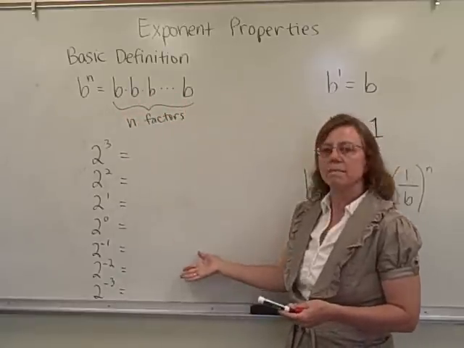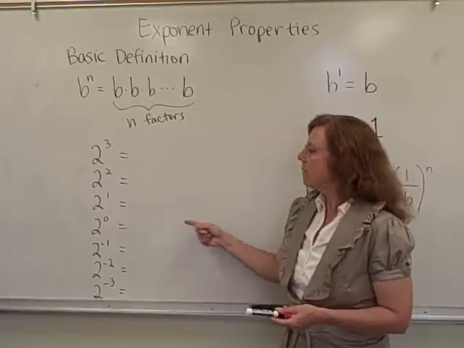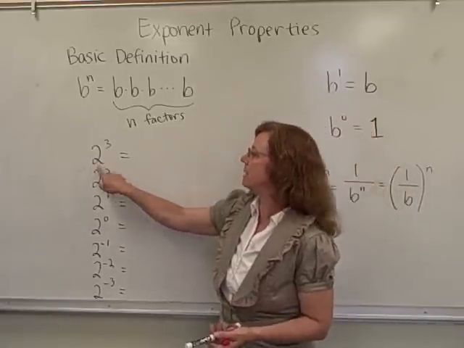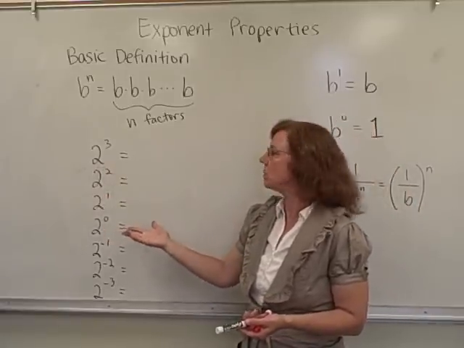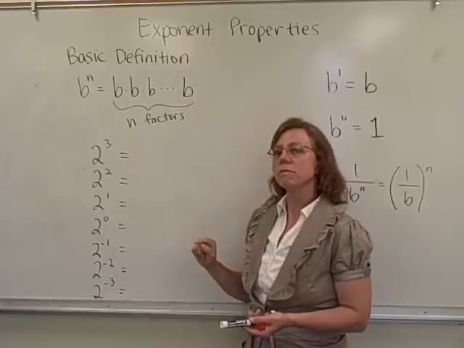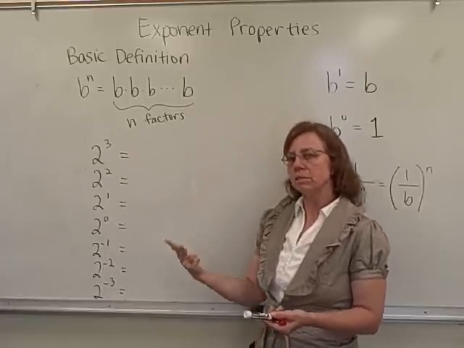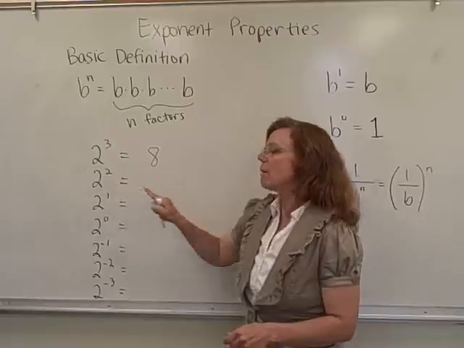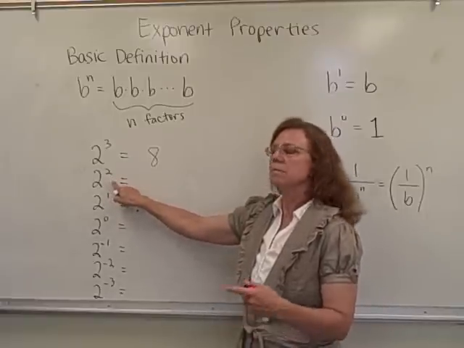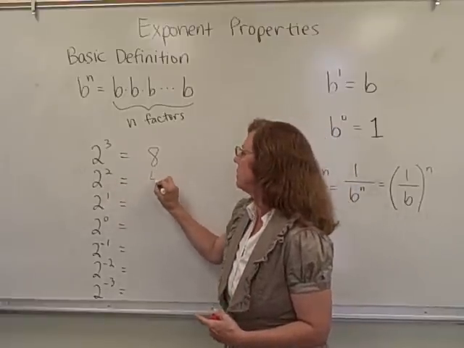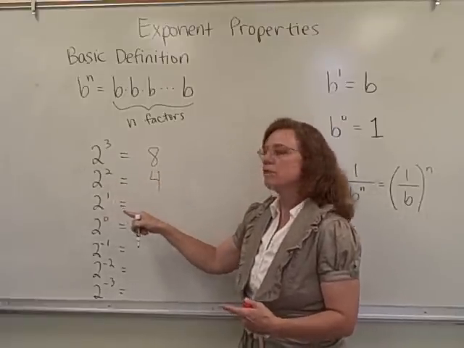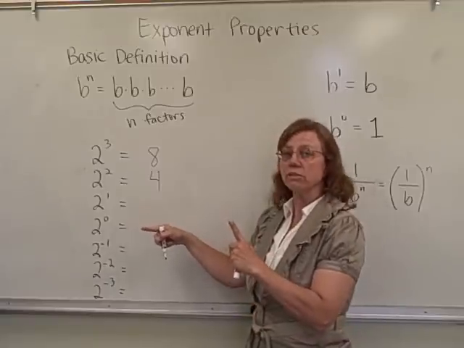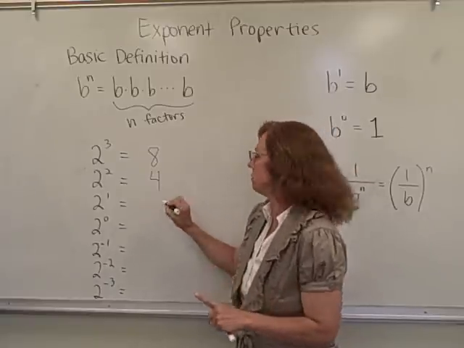Okay, so we'll try some exponent problems where there's a little pattern happening here, right? I'm keeping the base the same, it's always 2. I'm going to start with 2 to the third power. So that means 2 times 2 times 2, and so 2 times 2 times 2 is 8. Okay, 2 squared, or 2 to the second power, just means 2 times 2, and so that's 4. And 2 to the first power just means have one factor of 2, so it's just plain old 2.